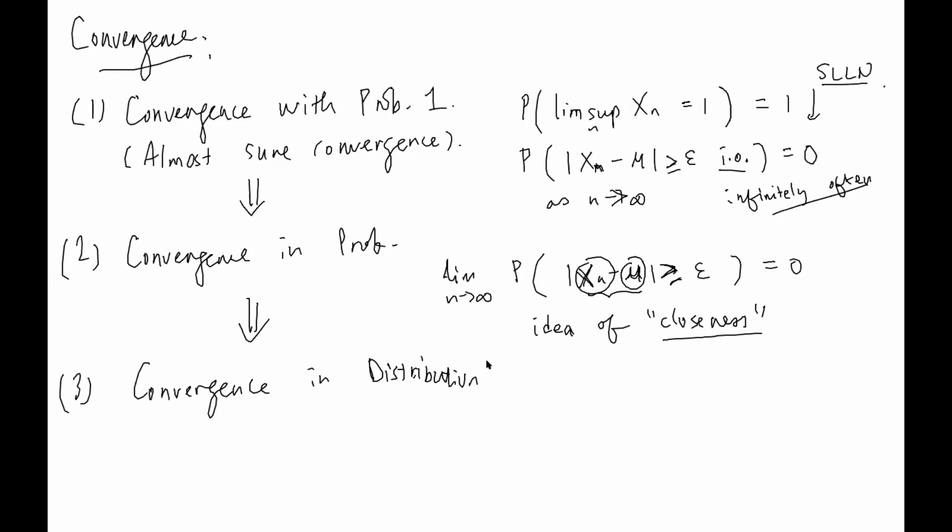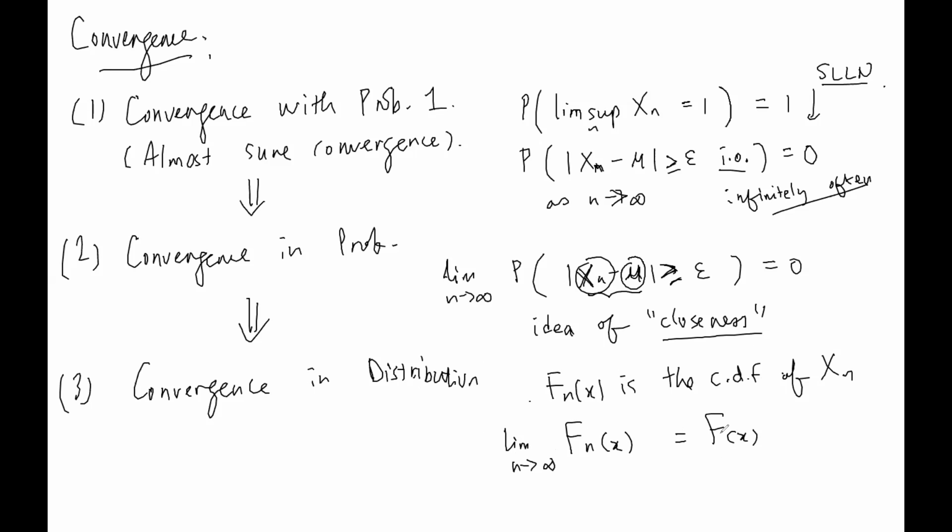Then you have convergence in distribution, which basically is, if you have Fn(x) as the CDF, right, cumulative distribution function of xn, then you have basically limit equals to F(x). Okay, so basically this one is just saying that the distribution function of xn becomes the distribution function of x in the limit, yeah, it becomes something, okay?